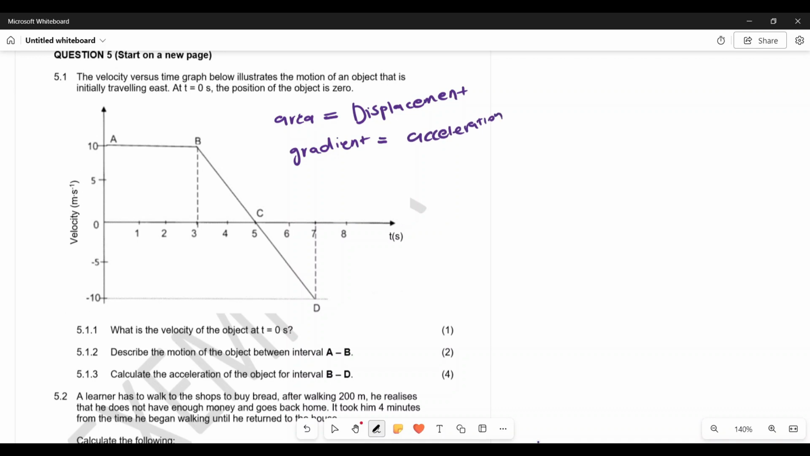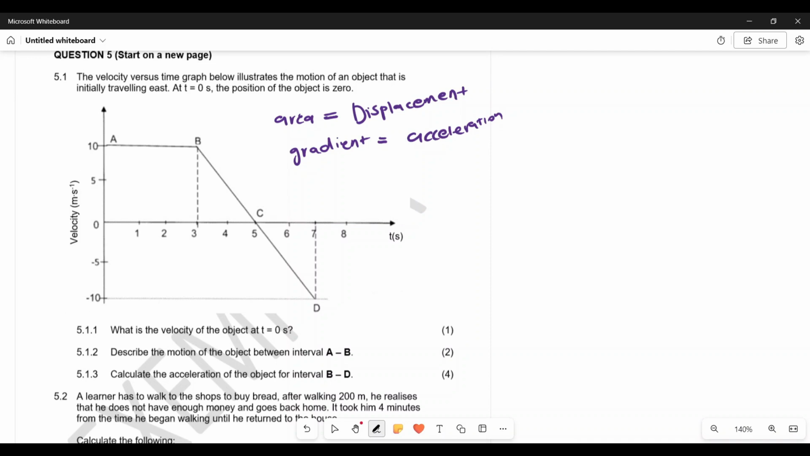So meaning that whenever they ask you to calculate the displacement between 2 points, you can do so by calculating the area for those 2 points. And also, if they ask you to calculate the acceleration between 2 points, you can find the gradient between 2 points, right? Now, let us read the information we're given.